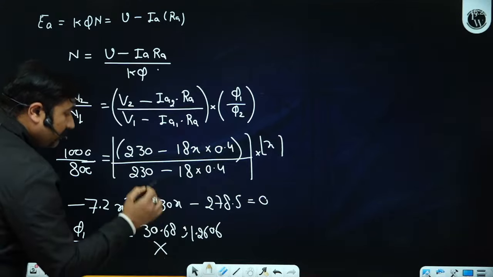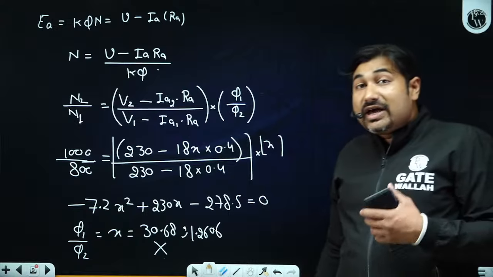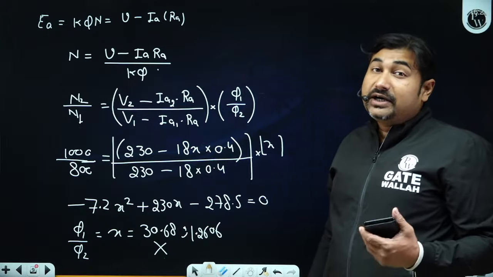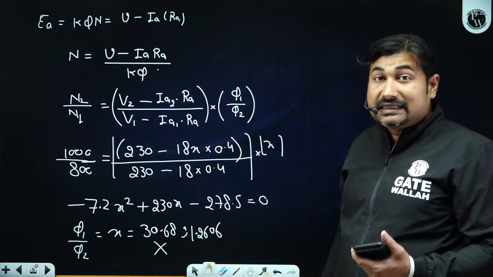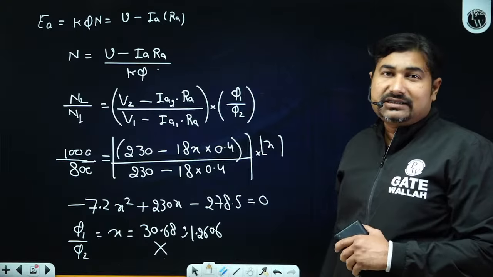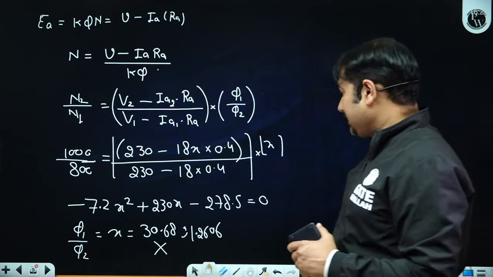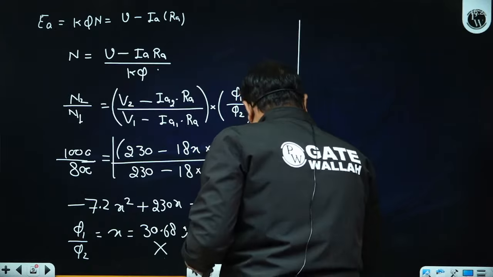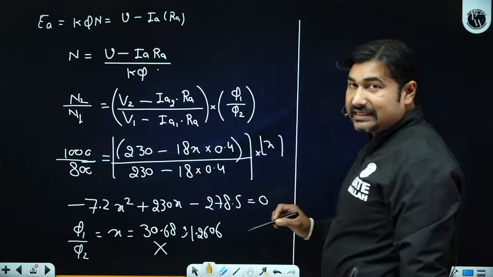Now please observe here, since this x is phi 1 by phi 2, this ratio can't be such a higher value, because if you are using such a higher value it means you are reducing the flux to a very low value. We can't reduce the flux beyond 50%. Why? Because if we are reducing the flux, then at the same time armature current increases. And when armature current increases, the machine will be at risk, as well as copper losses in the machine increase. So as far as armature current limitation, we have to choose the minimum value of x here.